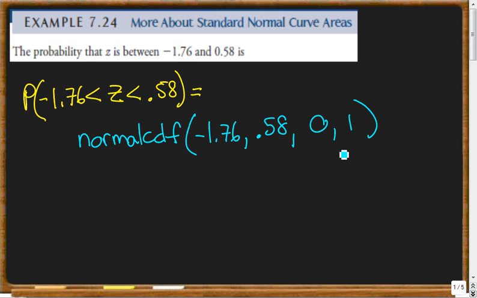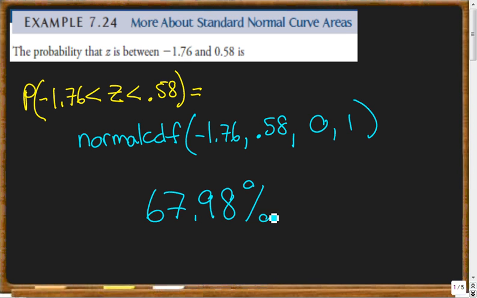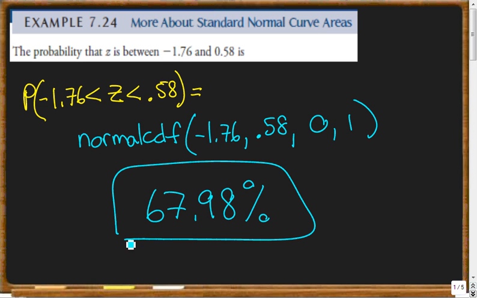So negative 1.76 and 0.58 should get 67.98%. That is our probability. Or you could type in 0.6798, whatever it is that you choose. But that is what pumps out. So that's the probability that your observation falls within that z-score range.